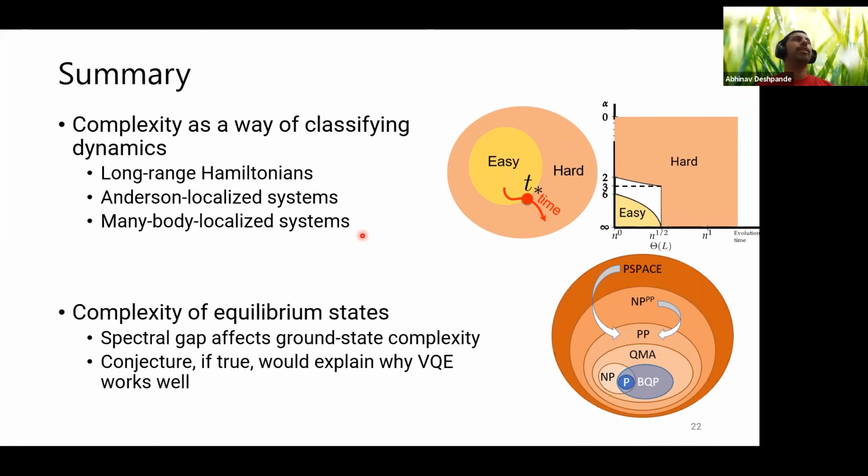Intuitively, I do agree with you that the more non-local the Hamiltonian is, perhaps the smaller the spectral gap is. But I have no idea how to prove anything like that.